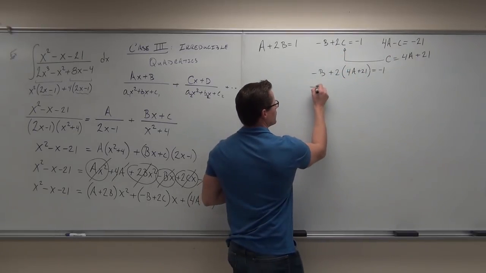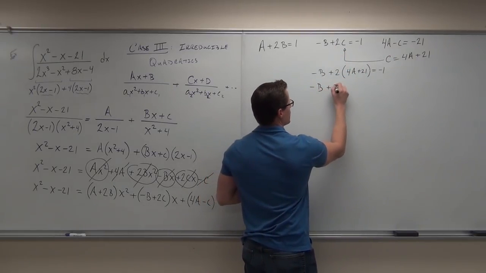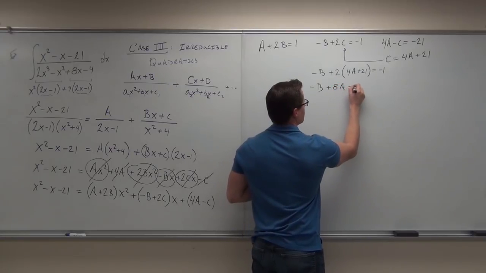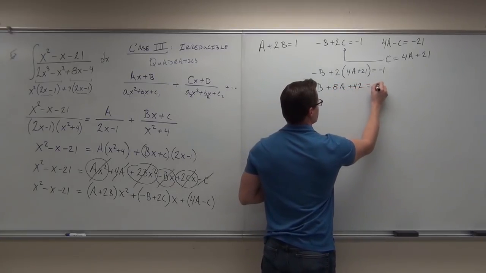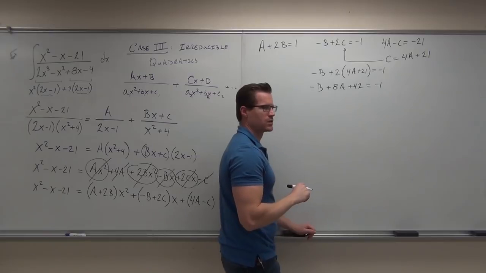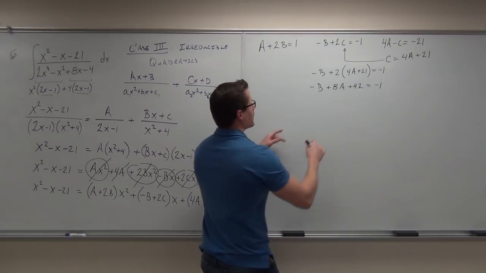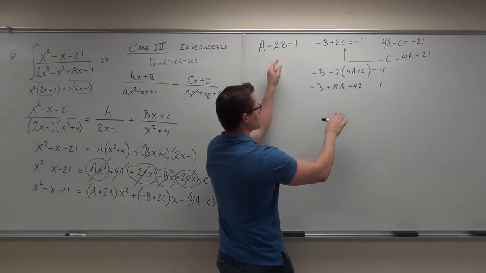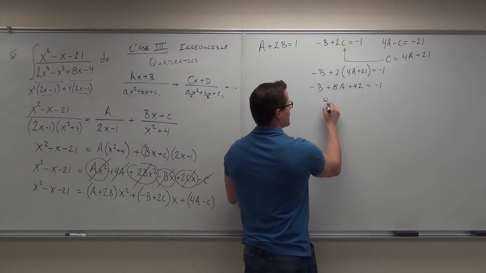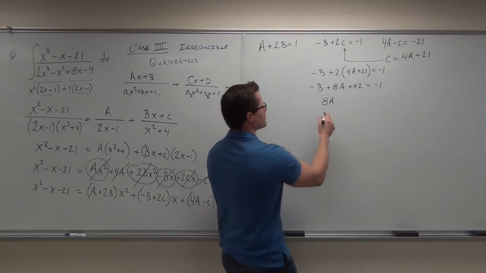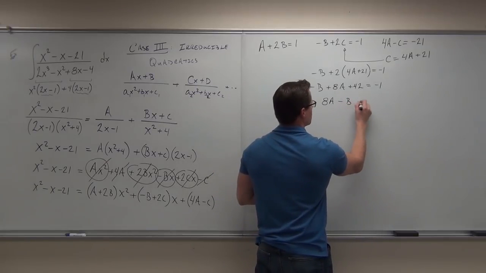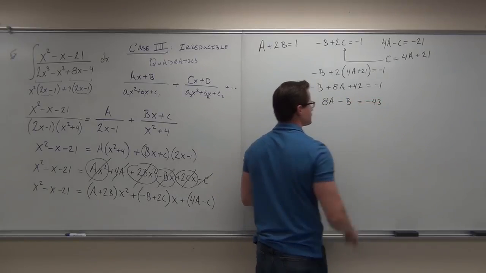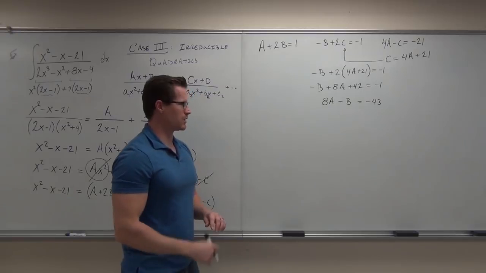Let's do a little distribution. So negative b plus 8a plus 42 equals negative 1. Are you still with me, folks? Okay, now, I'm going to get my a's and b's on one side. I'm going to get my constants on the other side, because that's how this one looks. I'll probably write my 8a first. My minus b equals negative 43. You still okay with that? Yeah.